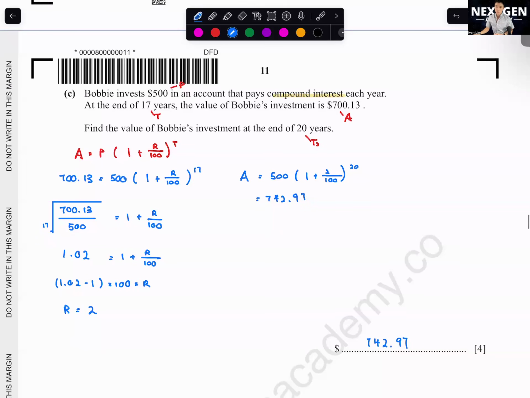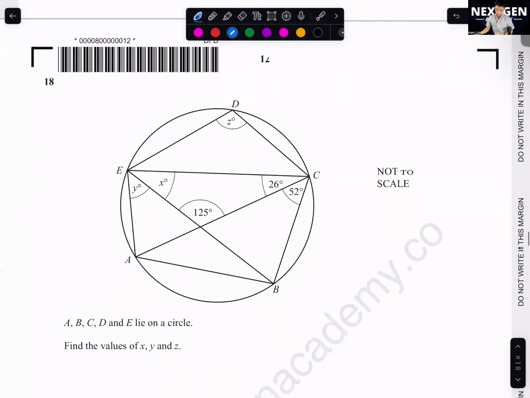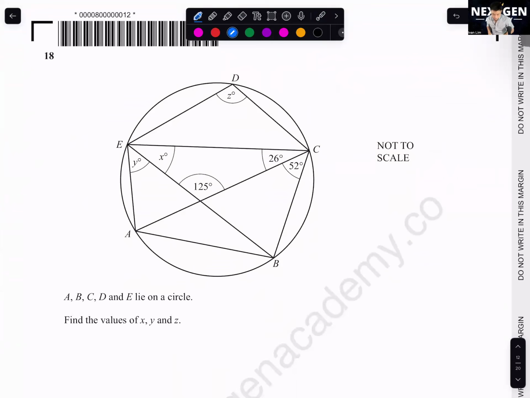All right, let's go to question 18. A, B, C, D, and E lie on the circle. Find the value of X, Y, and Z. This is on circle theorem. If you don't know circle theorem, 100% one will come out. Paper 2, paper 4, both can come out. Go and revise circle theorem.